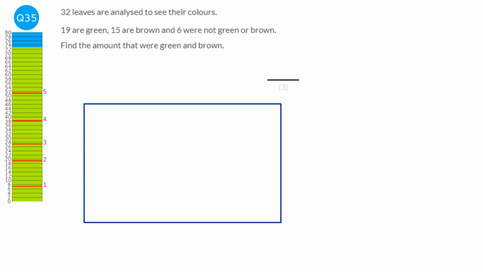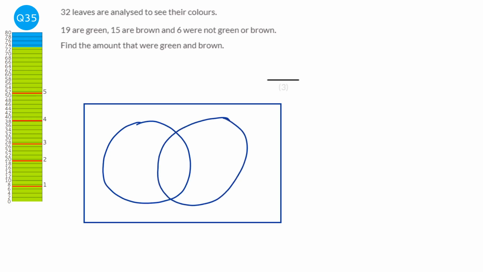We don't have to for this question, but it might be helpful to draw a Venn diagram for this. And we've got green and brown leaves, so we'll have green on the left and brown on the right, so green and brown. And we're told that there are 19 green and 15 brown and 6 that were not green and brown. So the only number we can put in is the 6 on the outside of the Venn diagram.